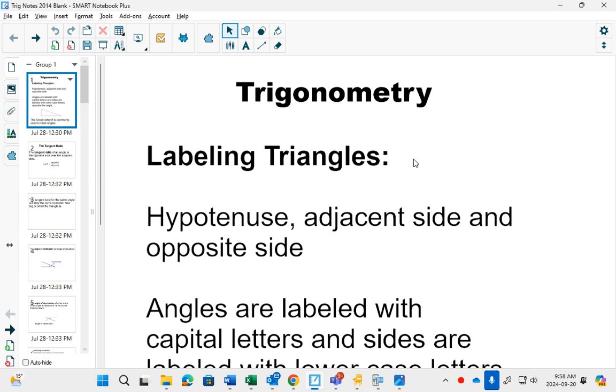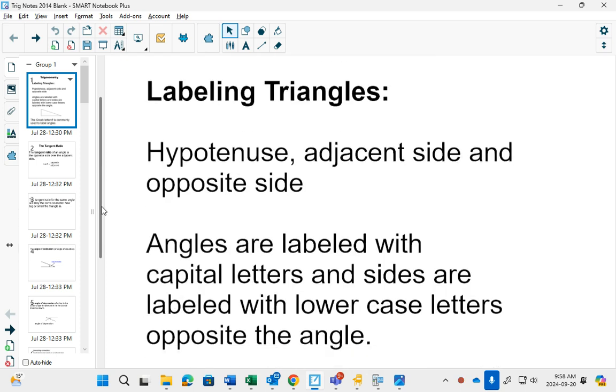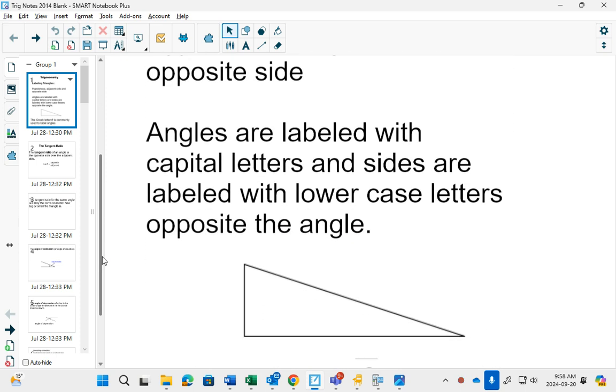For labeling triangles, did you know that the hypotenuse is always the longest side of a right angle triangle? And we only use the word hypotenuse if one of the angles is 90 degrees. It's always opposite that 90 degrees. The other sides, we sometimes call adjacent sides and opposite sides. And we'll talk about how we know which is adjacent and which is opposite in a bit.